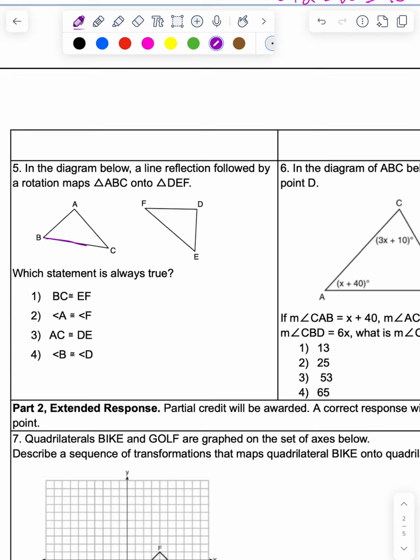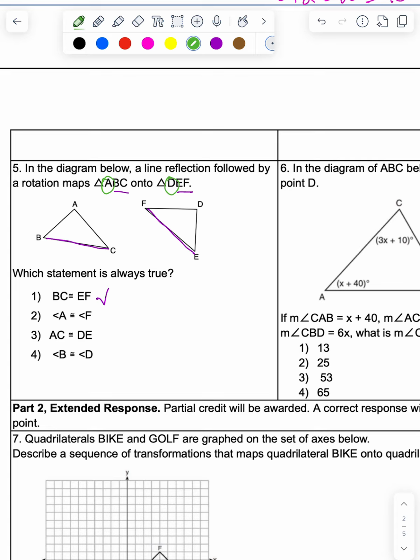So like BC and EF look like hypotenuses, but the way to verify for sure is in the names of the triangles. So BC is the second and third letter. So it should map up to the second and third letter here, which is EF. So that statement is true. A doesn't match up to F. A would match up to D, actually. And those are both the angles that look like right angles, so you could have told from the diagram as well.